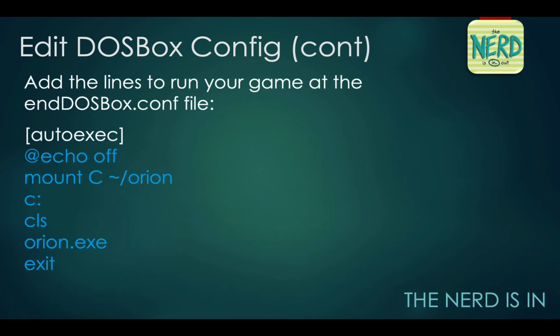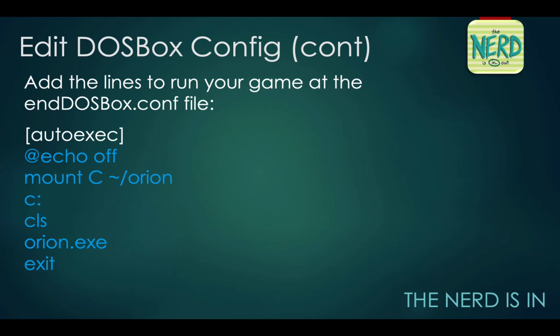And then finally, at the bottom of the config file, I can put in the commands to tell it to run my application automatically. So mount C as /Orion, that's making my virtual disk drive C, change to disk drive C. I'm clearing the screen just to get those informational messages off the DOSBox screen. Then I'm running my DOS application, which is Orion.exe, and then I threw exit in at the end so it would exit DOSBox when it's finished running it. So let me run you through doing that.